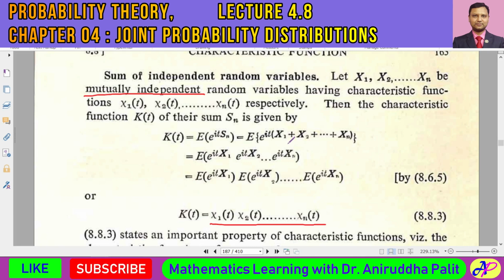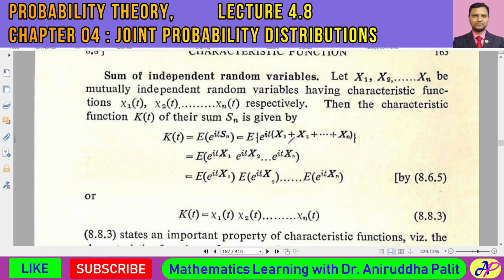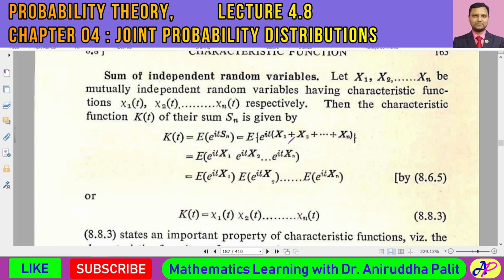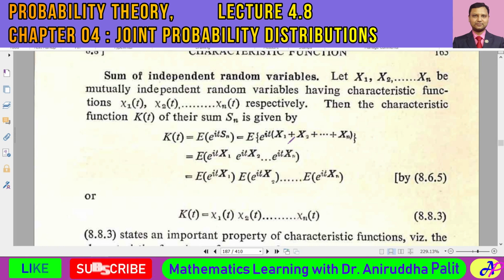We need to keep in mind that x1, x2, xn have to be mutually independent random variables. So this is the reproductive property of the characteristic functions. Using this reproductive property, we can apply it in the case of binomial distribution, Poisson distribution, and any other kind of distributions.